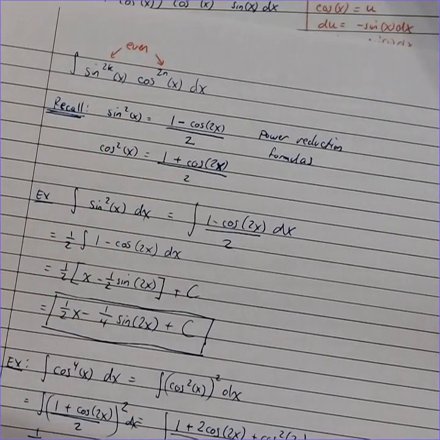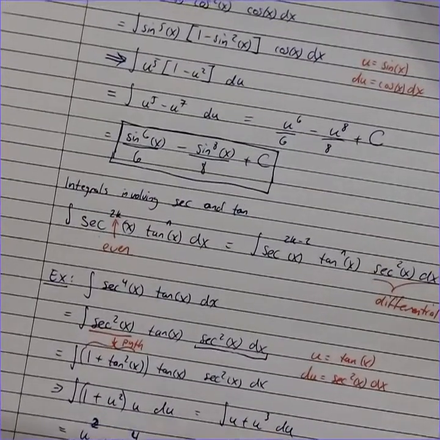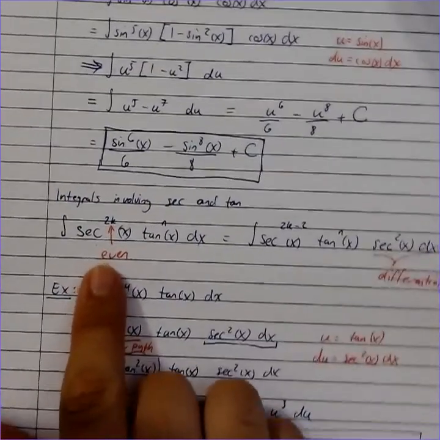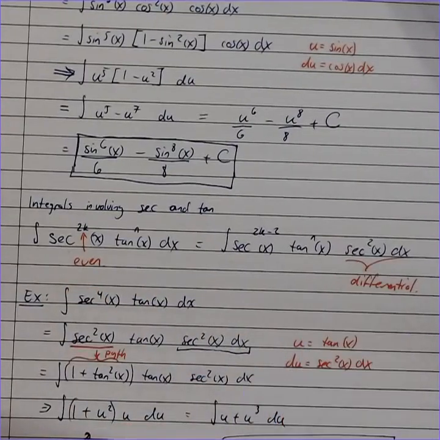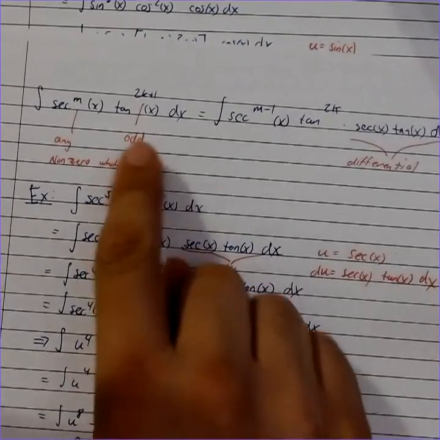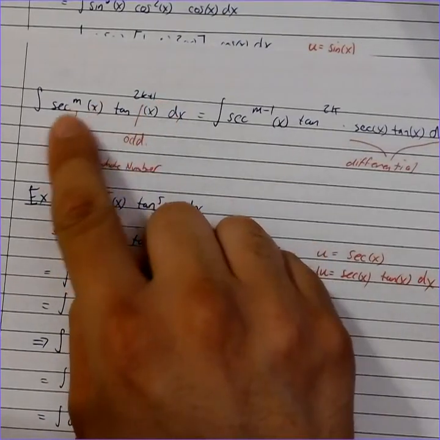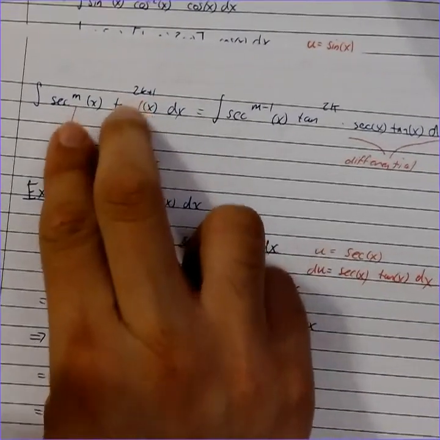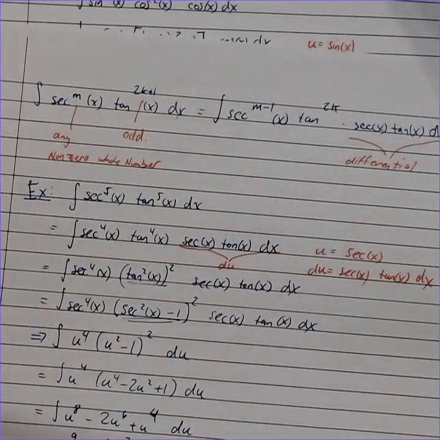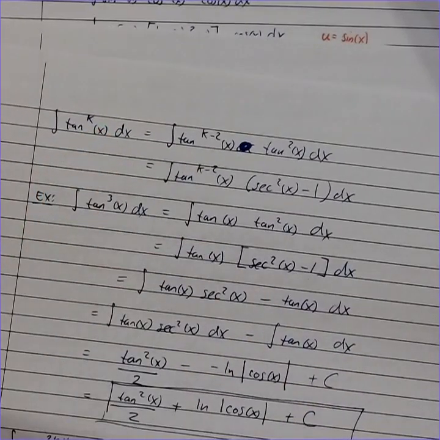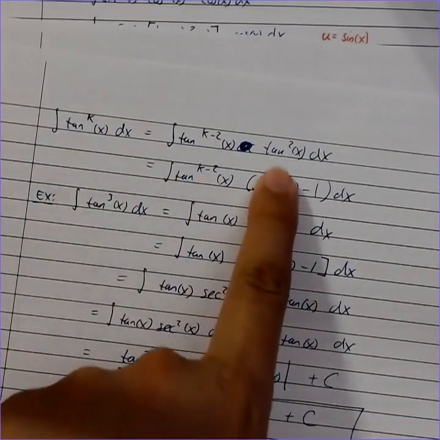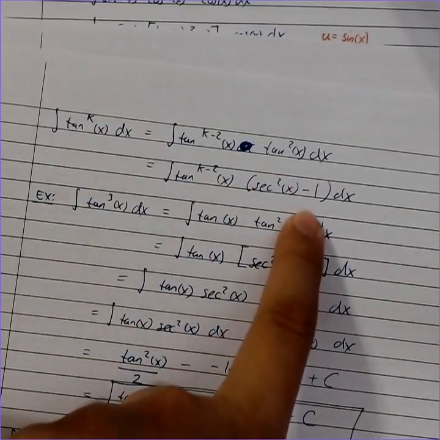For secant and tangent, we've had 5 different techniques. If secant has an even power, strip off a pair of secants as your differential. If tangent has an odd power and you have any number of secants, strip off one of each and use that for your differential. If you have tangent to a power by itself, no secants at all, you strip off a pair of tangents there using the Pythagorean identity.